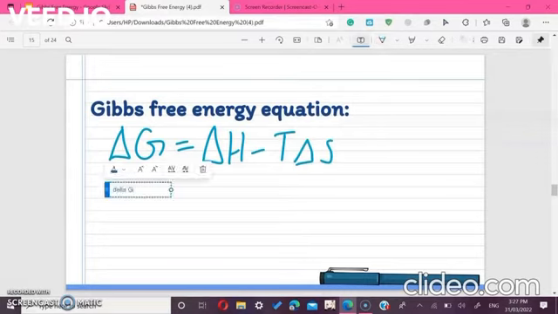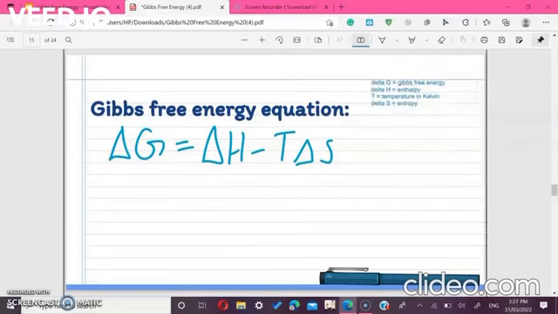Delta G here is Gibbs free energy, which is the energy available to do work. Delta H is enthalpy or heat. T is temperature in Kelvin. Make sure that the temperature is in Kelvin. And delta S is entropy. Okay?